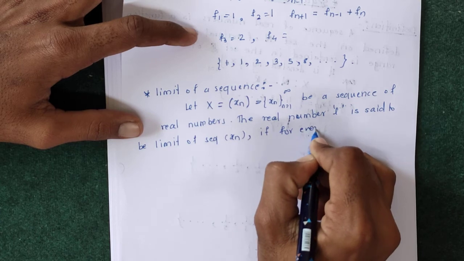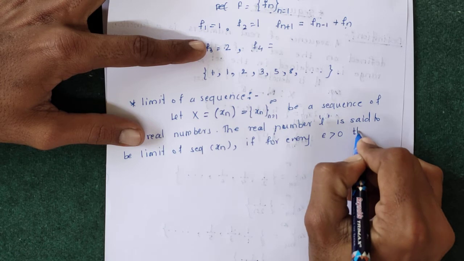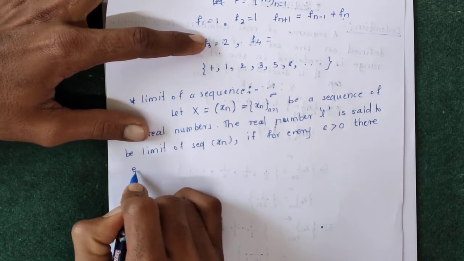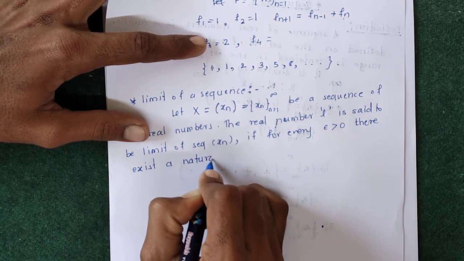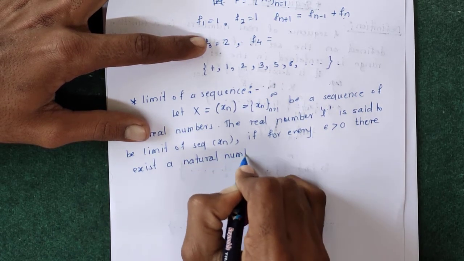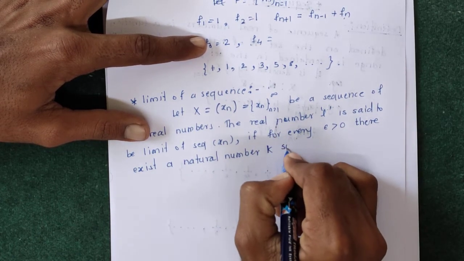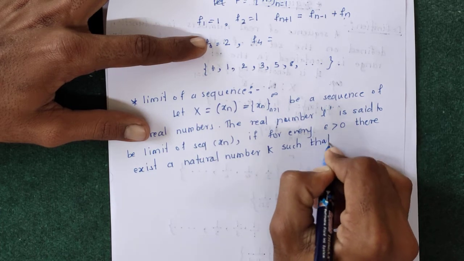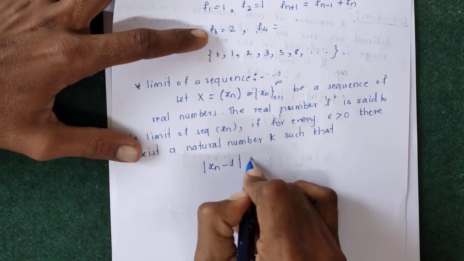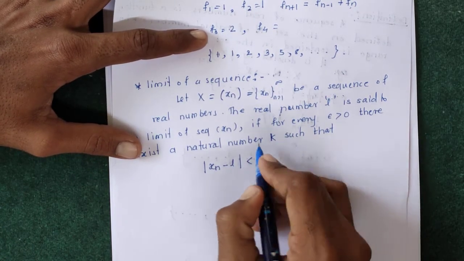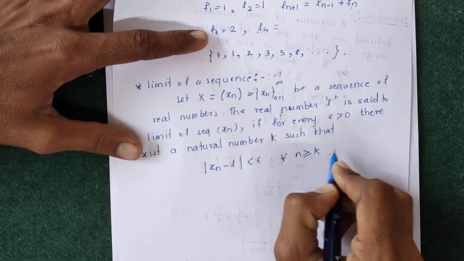if for every epsilon greater than 0 there exists a natural number, suppose capital K, such that mod of xn minus L is less than epsilon for all n greater than or equal to K.